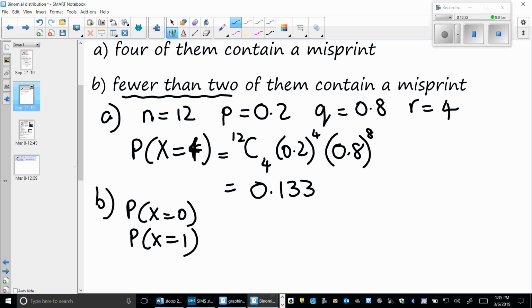I'm not going to do my N, P, and Q for all of them, is that all right? It's just because my R is the only thing that's changed. So we've got 12C0, 0.2 to the power 0, 0.8 to the power 12.